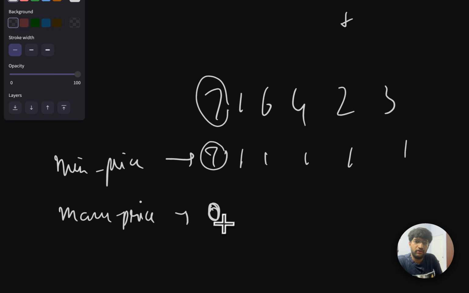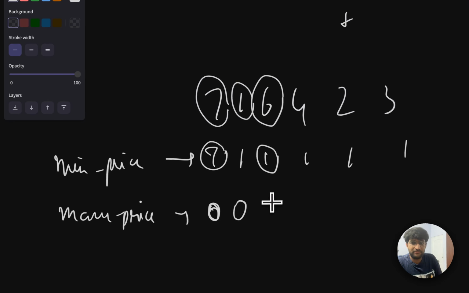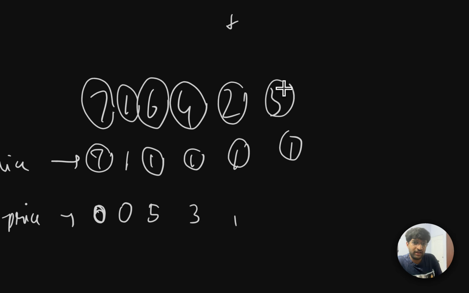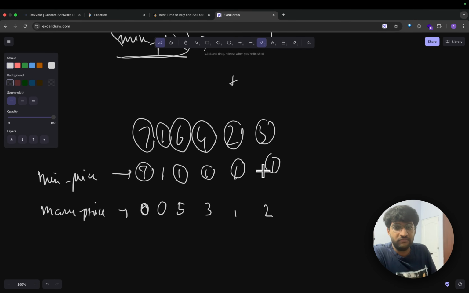Now minimum price is 1. I sell it at the current price, I still get 0. Minimum price is 1, but selling price is 6. If I sell, I get 5. Minimum price is 1. I sell it for 4, I get 3. Similarly, 1 and 2, I get 1. 1 and 3, I get 2. Got it?